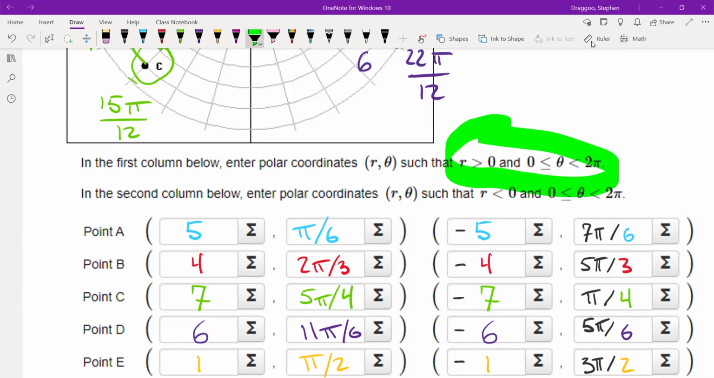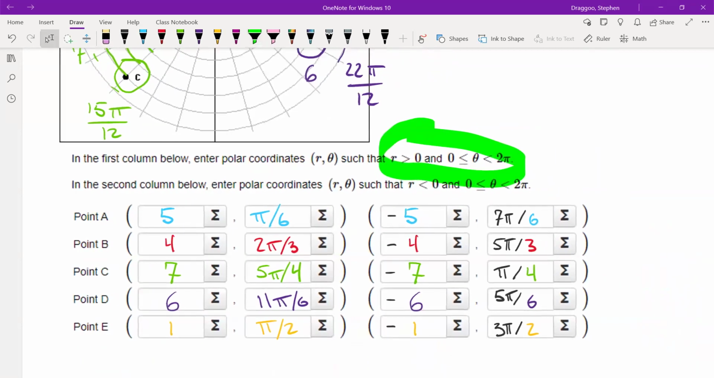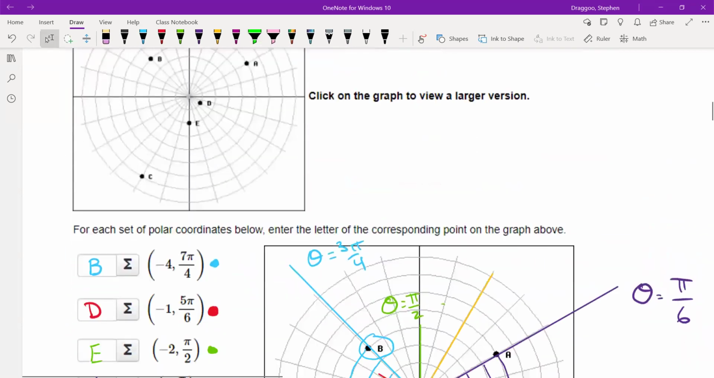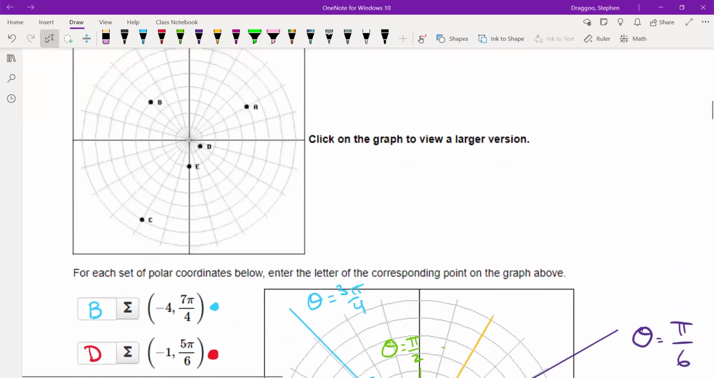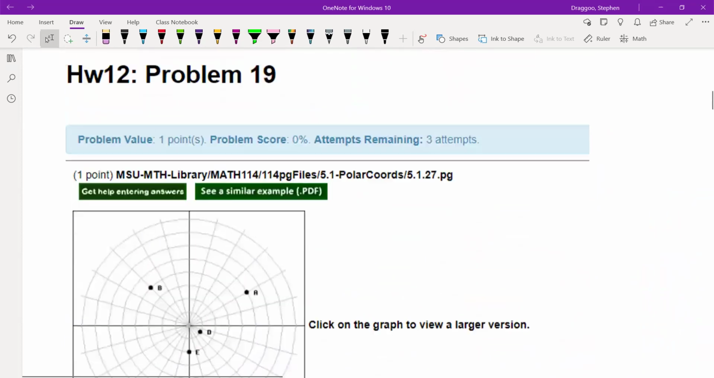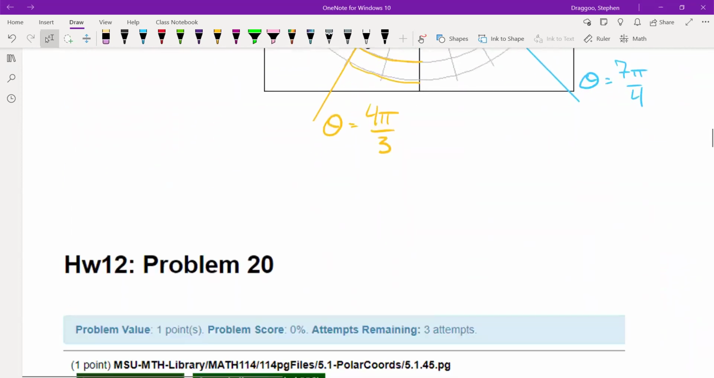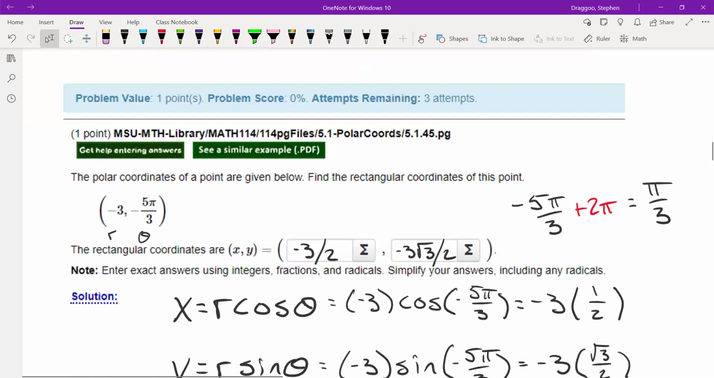Positive R and theta between 0 and 2 pi. Probably if you were to guess what the standard was, that'd be your guess. Let's see, there's probably a bunch of other stuff in here. Figuring out where points are. Is this the same question? No, it's the next one. But yep, same thing. We're locating some points.